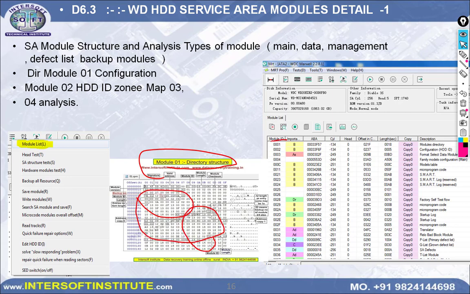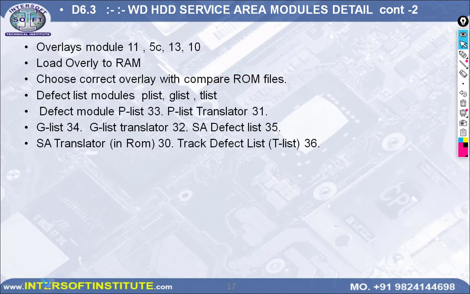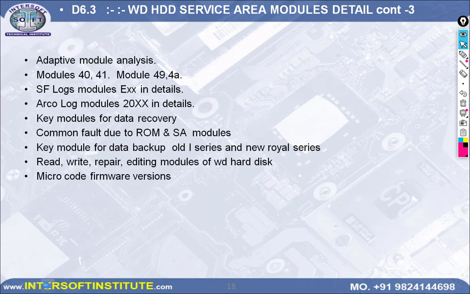In a directory, what 01 means, what 02 means, which are the important modules, we will explain each and every module. So in the service area modules we will show you these things: overlay modules, load, plist, glist, translator, and all these modules, which is important, which is not important, which important modules for data recovery, and all those things we will explain.